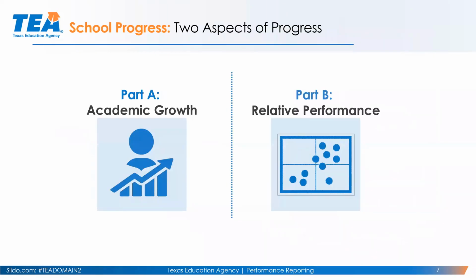So let's get started on the school progress domain. House Bill 22 requires that the accountability system measure the percentage of students who meet the standard for improvement and evaluate the overall student performance at a district or campus compared to similar districts or campuses. So there are 2 parts to the school progress domain that will be evaluated.